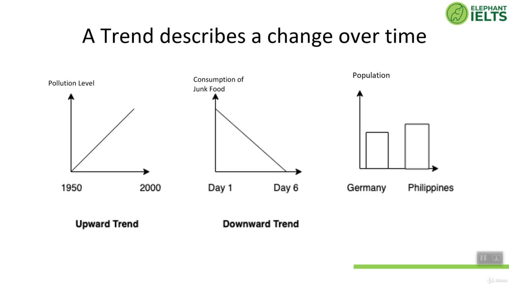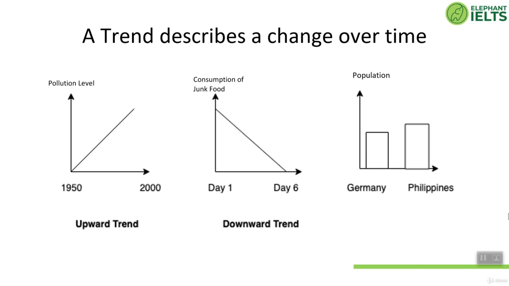Look at the second line graph. This one shows the consumption of fast food. Does this one also show a trend? Let's see. Is time moving forward? Well, yes it is. From day 1 to day 6, we can say that time is moving forward. So what kind of trend is it? Well, as you can see, the line is going downwards, so we can say this is a downward trend.